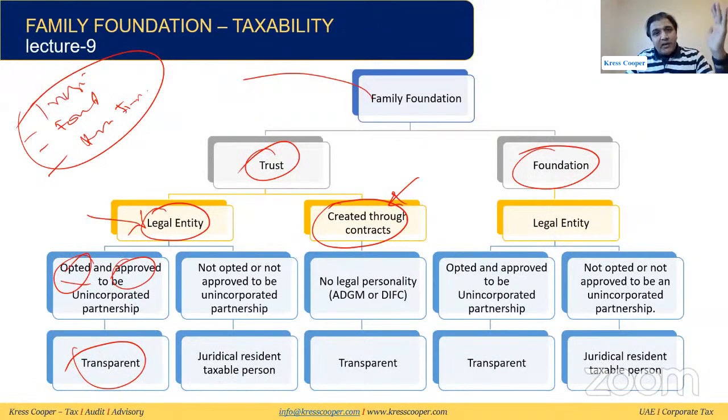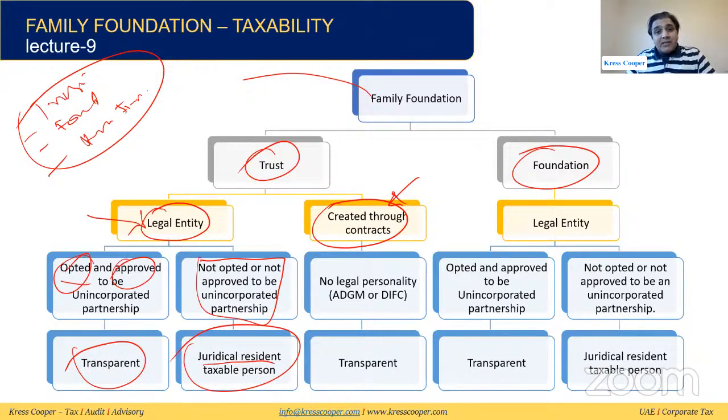Trust itself will not be subject to corporate tax. But if a legal entity has not opted, or has not been approved, to be treated as an unincorporated partnership, then it will be a juridical resident taxable person and their worldwide income will be subject to tax.